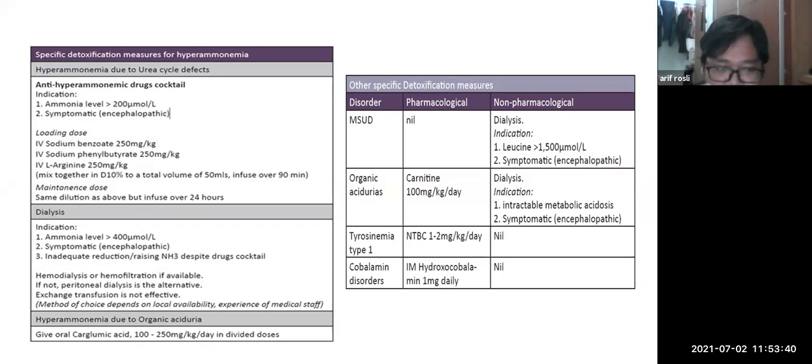Then for dialysis, the indication usually if the ammonia level is more than 400 or patient with symptomatic encephalopathy, and then if there is inadequate reduction despite giving drug cocktails, so we will opt for dialysis. For MSUD, we will opt for dialysis if there is any indication of leucine more than 1,500 micromole or patient with symptomatic encephalopathy. And then organic aciduria, also we will give dialysis if there is any intractable metabolic acidosis or if patient is having encephalopathies. Next.